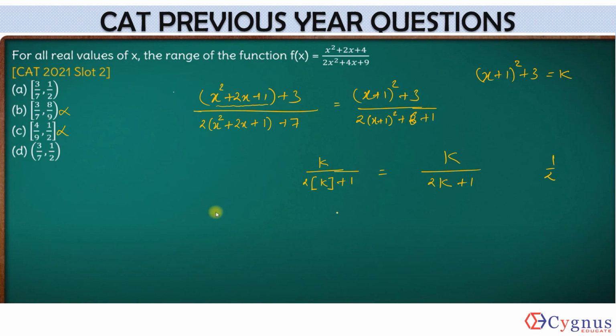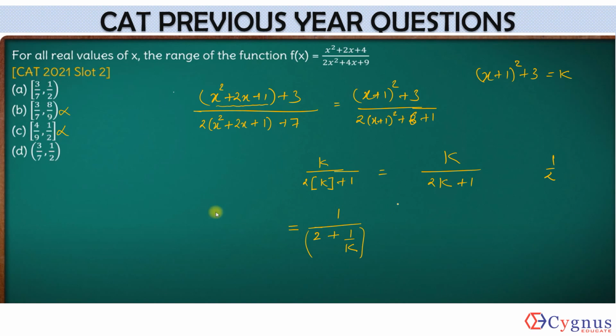This k upon 2k plus 1 can also be written as, if you divide numerator and denominator both by k, it becomes 1 upon 2 plus 1 by k. Yes or no? Now let's talk about what? The minimum value of this one. If you want to minimize this, the denominator should be as large as possible. 2 plus 1 by k. You're looking for the highest value of this denominator. That means k should be as small as possible. K should be as small as possible.